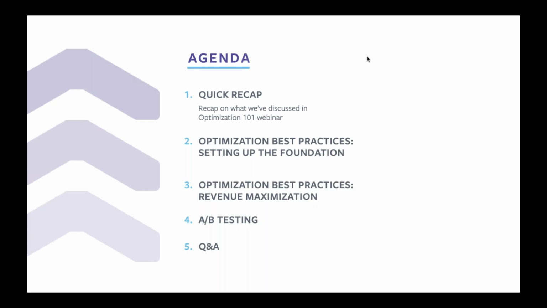This is the agenda that we'll be covering throughout the webinar today. We're starting off with an optimization basics recap of what we've covered in the last optimization webinar session. And then we'll go into best practices and A/B testing. And we'll also touch on user flow designs and CPM targets. And then finally, we'll close with a Q&A session.